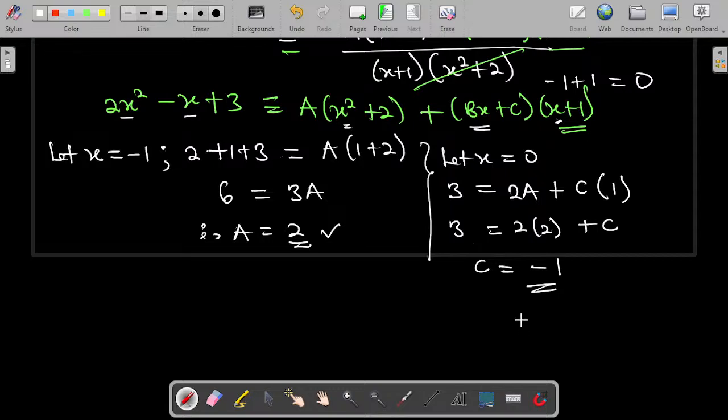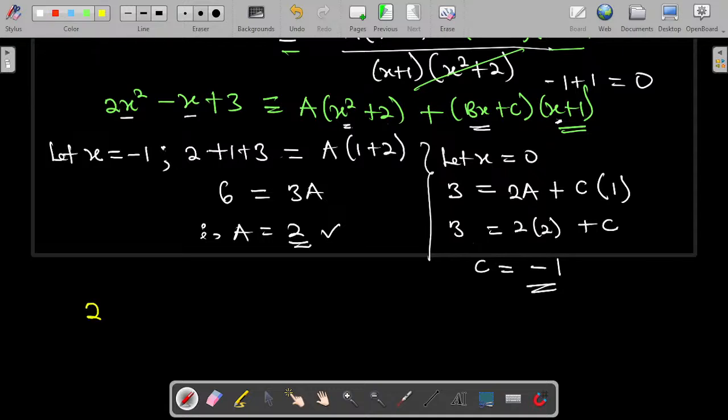Okay, so finally, how do we get our b? How do you get your b? Now you can get your b by expansion, or you can get it by doing another substitution. All right, this time around I want to use expansion, so let's try to expand.